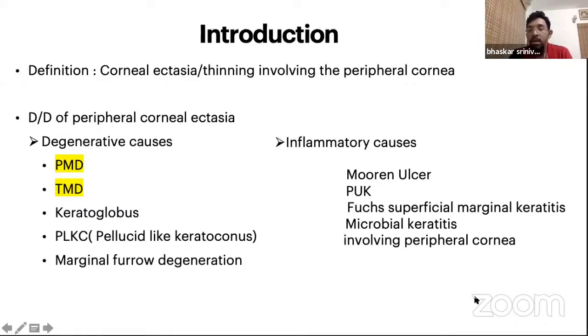The other would be a microbial keratitis involving the periphery, or something which comes more like a pterygium, which is called Fuchs superficial marginal keratitis. So I would be concentrating on PMD and TMD in this talk.